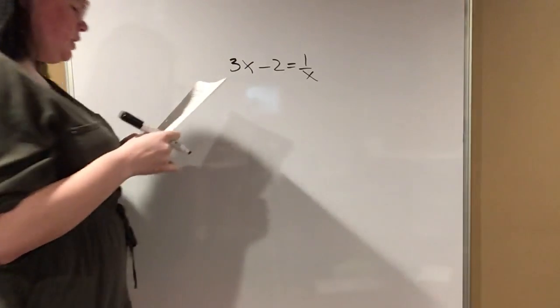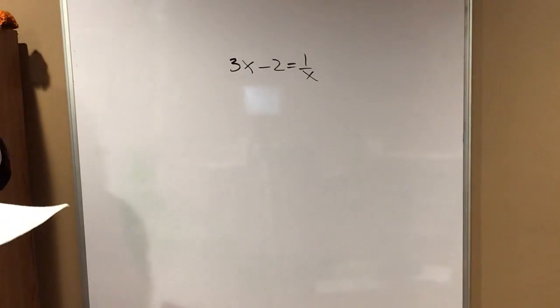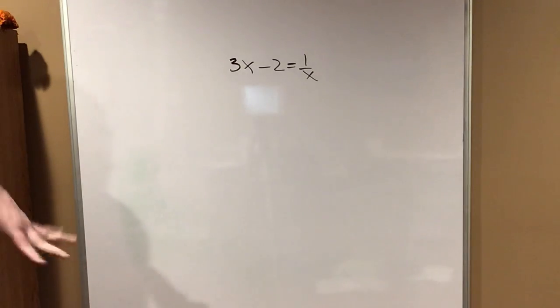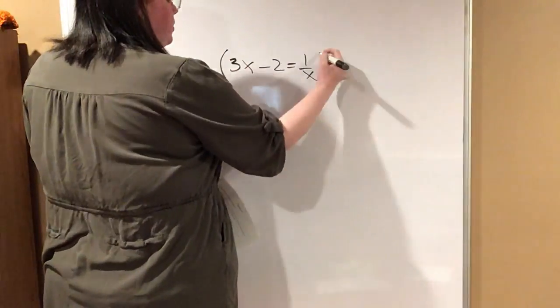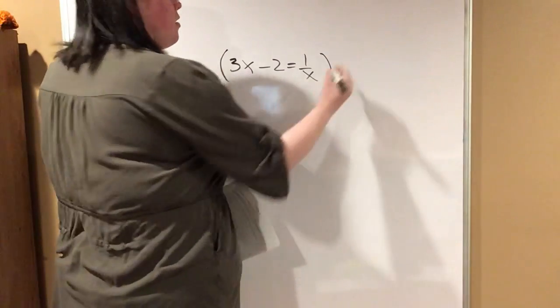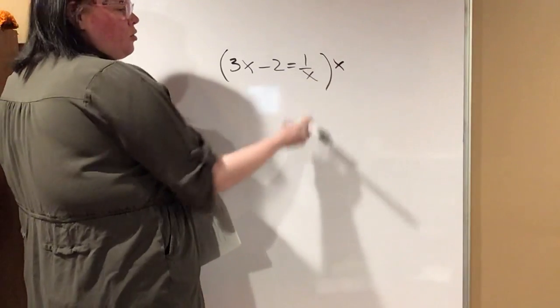So you're looking at this and you're like, there is a fraction. But what did I teach you guys? You can get rid of fractions. I'm going to get rid of this fraction by multiplying the entire thing by an x, because when I multiply an entire thing by an x, this will go away.